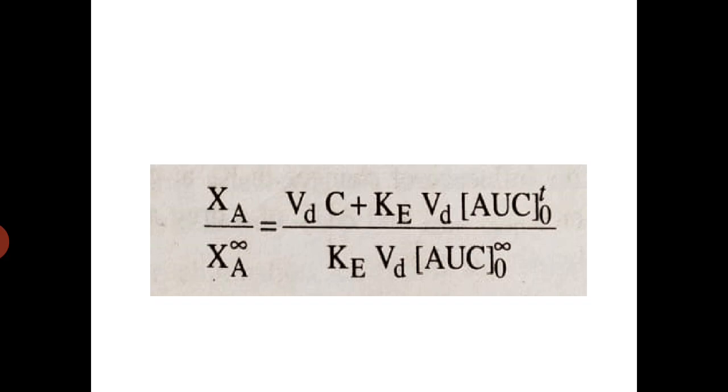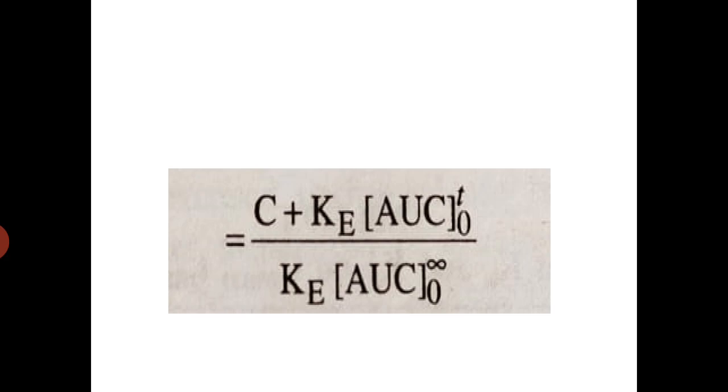So the fraction is equal to XA divided by XA infinity. That is equal to VDC plus KEVD into AUC 0 to T divided by KEVD into AUC 0 to infinity. So here the term VD in the numerator and denominator cancels. Finally you will get XA by XA infinity is equal to C plus KE into AUC 0 to T divided by KE into AUC 0 to infinity. Okay, so this is equation 4. This is the fraction of drug absorbed.